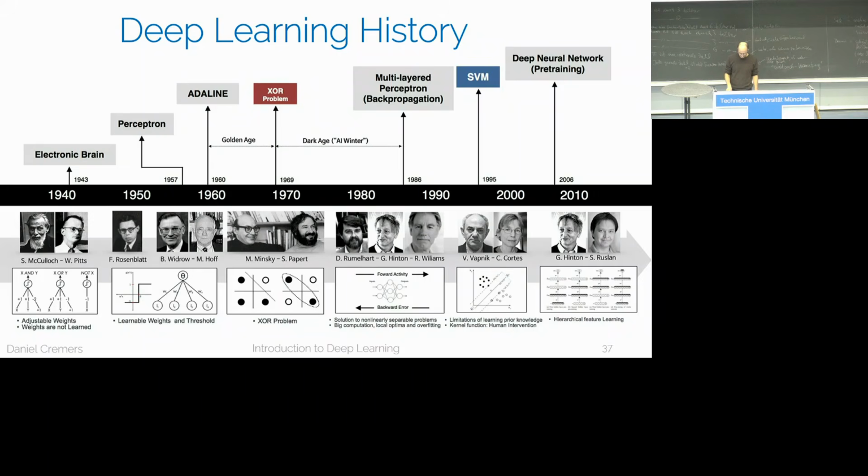Then the deep networks came out. There are many pioneers. There are people like Geoff Hinton and Ruslan, but there's also Jan LeCun and many others. Schmidhuber was one of the people who did a lot of research in that area as well.